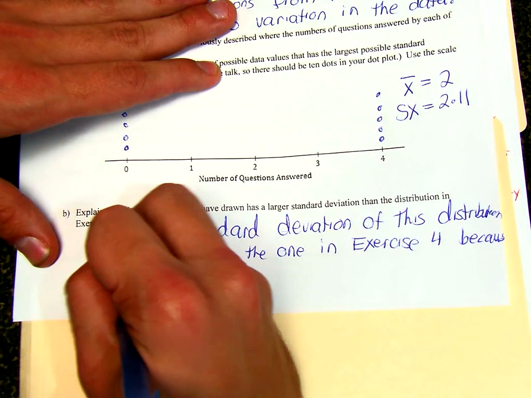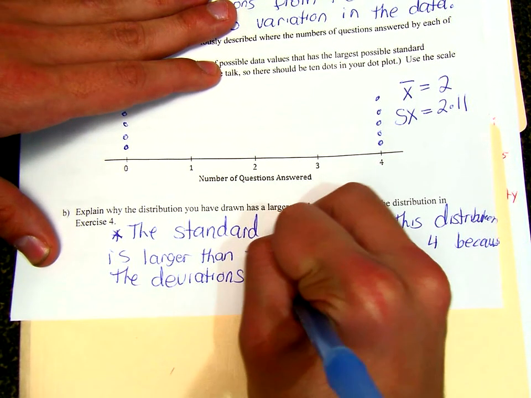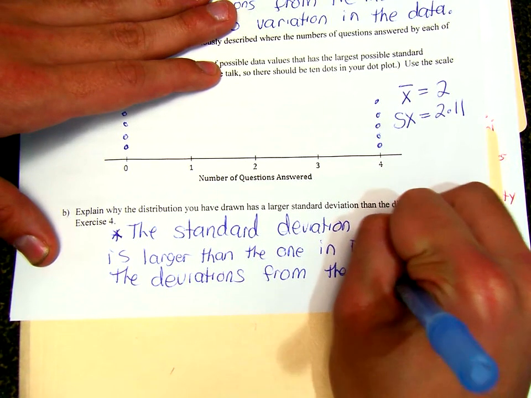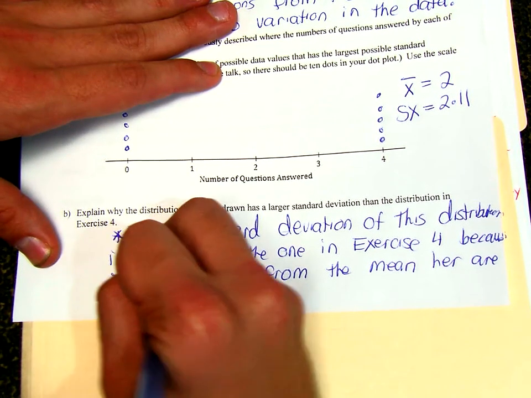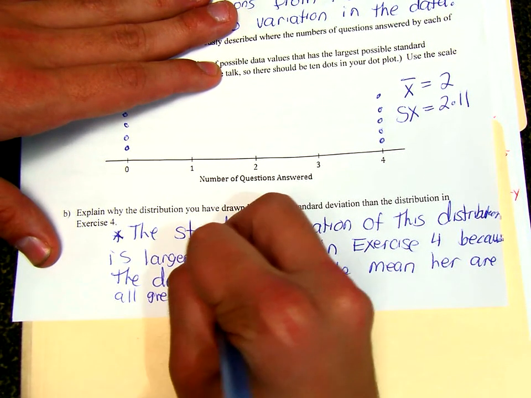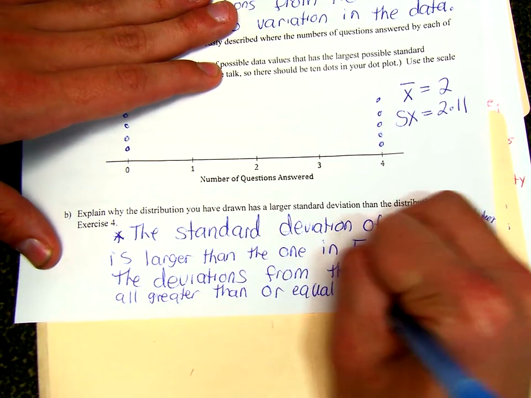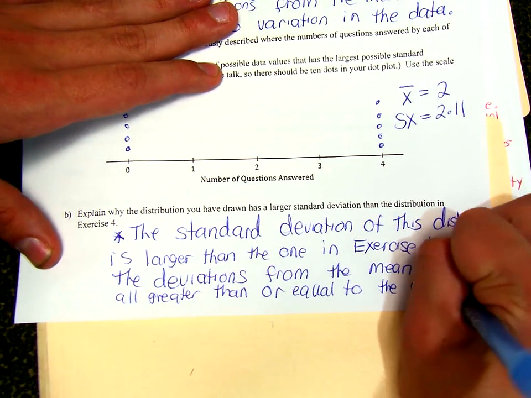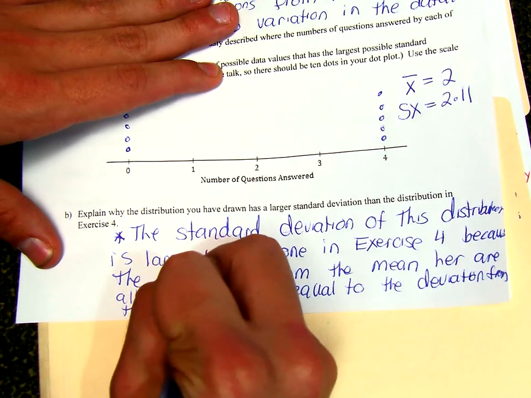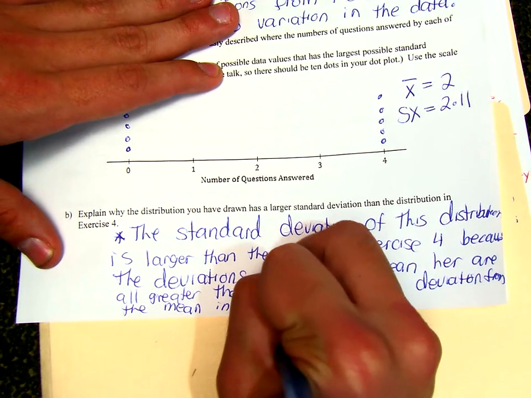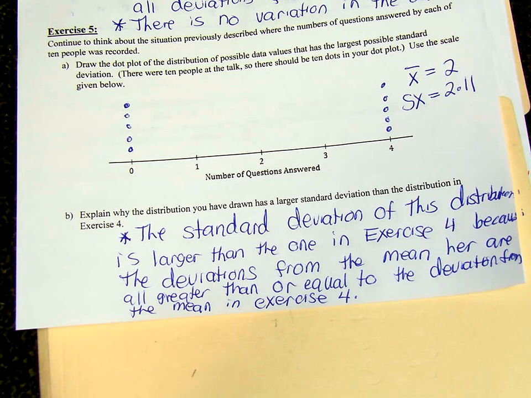the deviations from the mean here are all greater than or equal to the deviations from the mean for exercise 4. Okay, so that's how our standard deviation works.